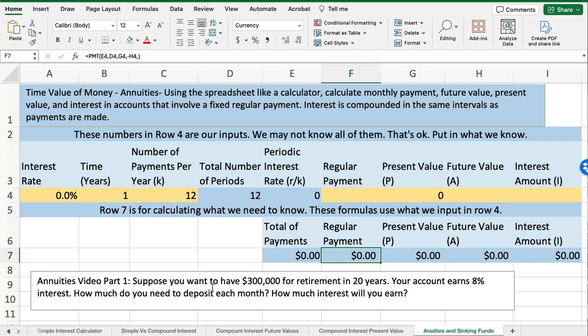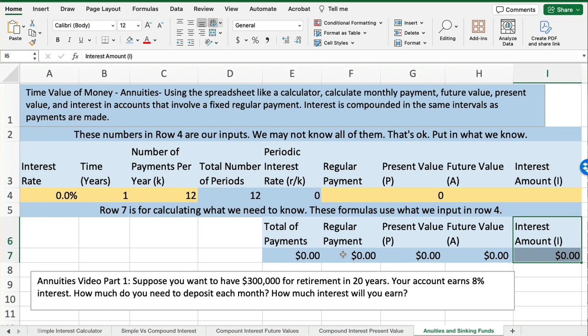So this problem that we're solving: suppose that you want to have $300,000 in retirement in 20 years, and your account earns 8% interest. How much do you need to deposit each month, and how much interest will you earn? So that's 2 questions, and we're going to need 2 formulas for that. One of the things it's asking for is, what is our regular payment going to be? In other words, how much are we depositing each month? And it's also asking for the interest amount.